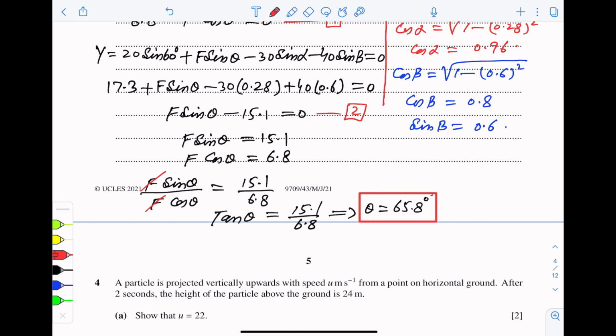Putting this value of theta in any equation above, we are putting it here. F will be 6.8 over cos 65.8. After calculating, we get F is equal to 16.6 Newton.